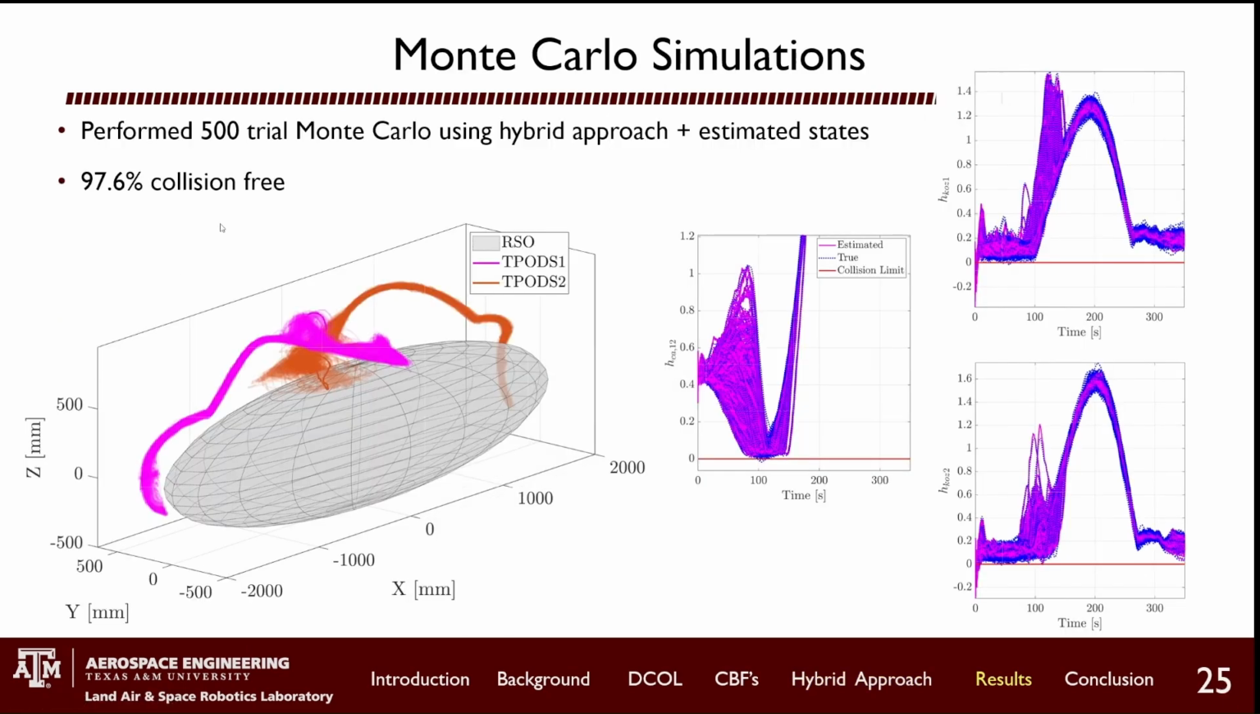So we performed a 500 trial Monte Carlo analysis using the hybrid approach that I just mentioned and estimated states using only reconstructions from the estimator. And we found that over the 500 trials, 97.6% of the trials were collision-free. As you can see, there's very few cases where this blue dotted line goes below this red safety line. And so we can see that the hybrid approach with our buffer based on the covariance worked quite well, as we had hoped.